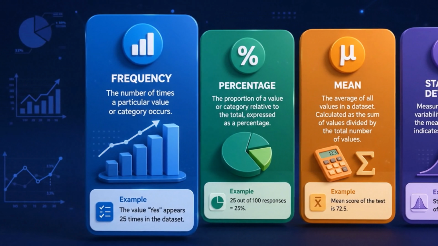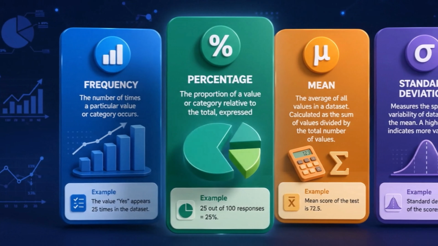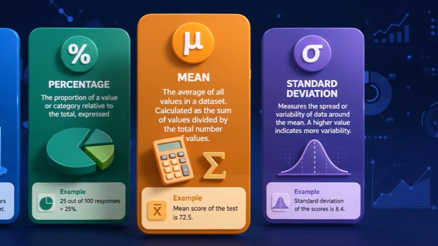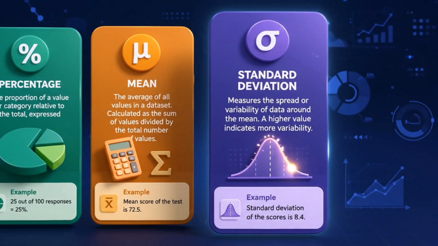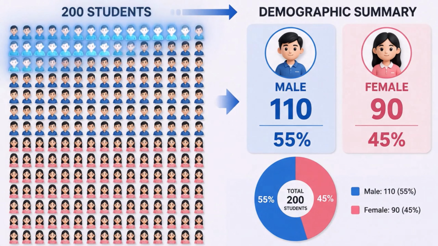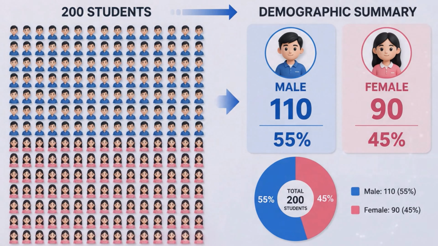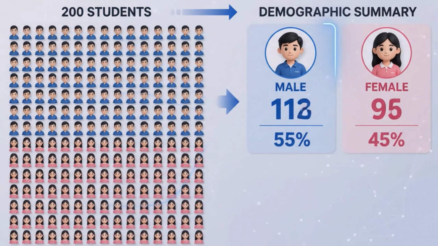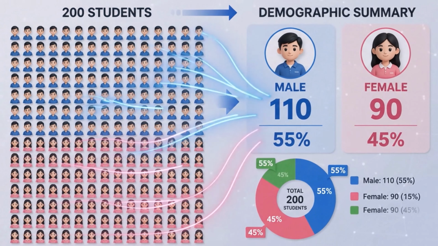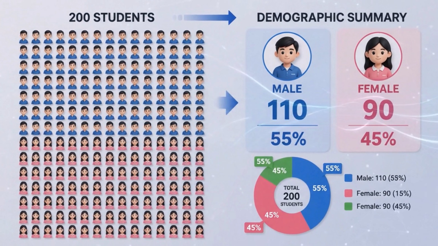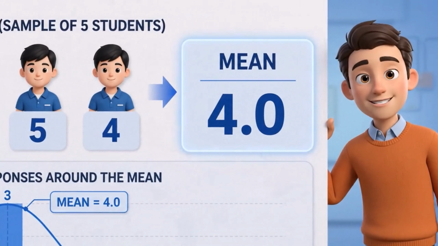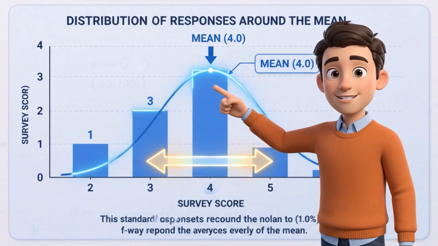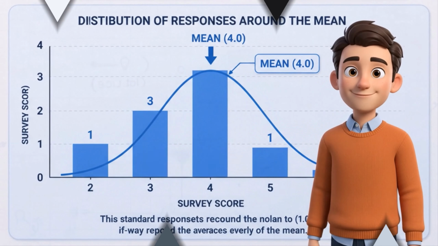Descriptive statistics help you summarize and understand your dataset. Common measures include frequency, percentage, mean, and standard deviation. For example, if your sample contains 200 university students, you can use frequencies and percentages to describe the distribution of variables such as gender, age groups, or different response categories. The mean represents the average score, while standard deviation tells us how much the responses vary around the average.